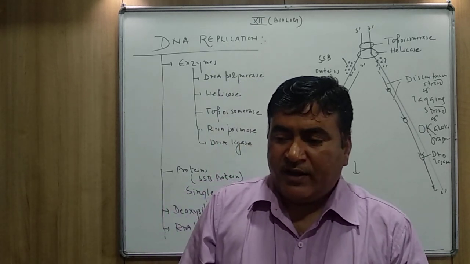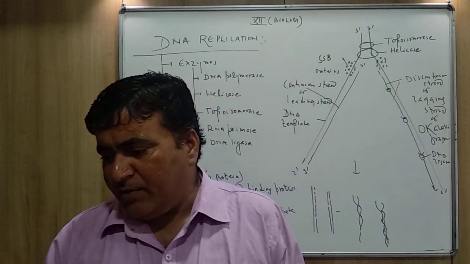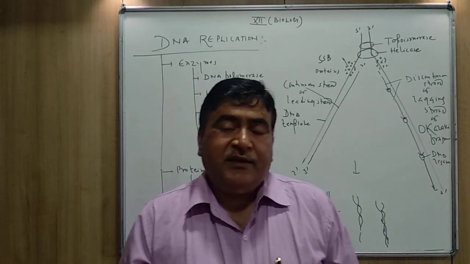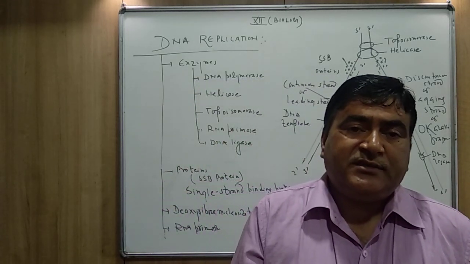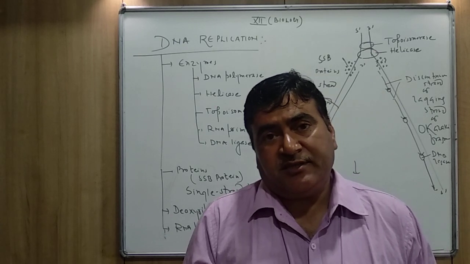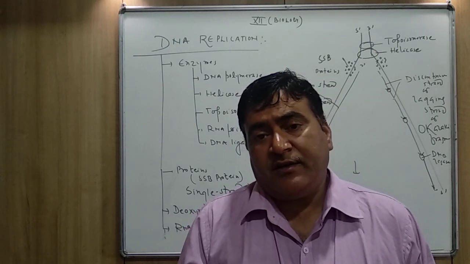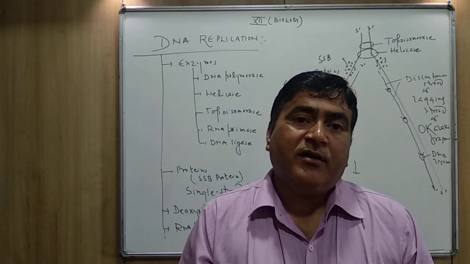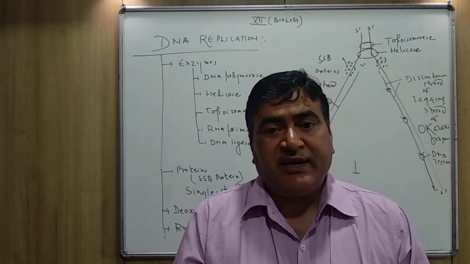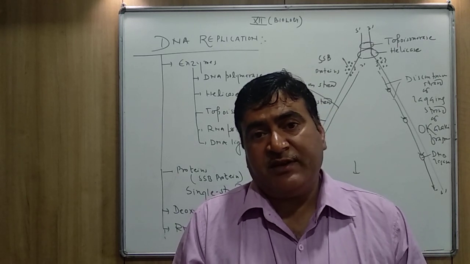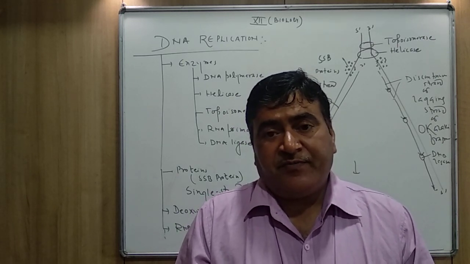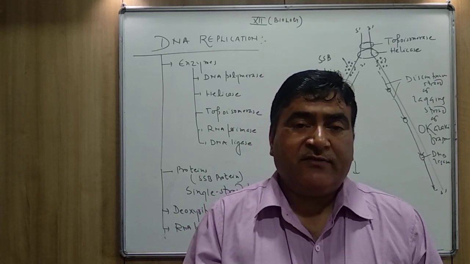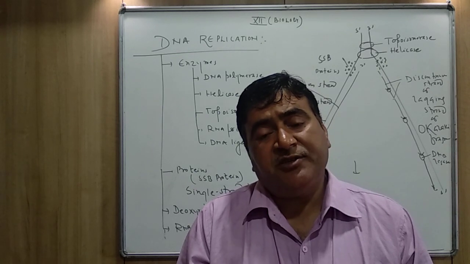So once again, you can see that DNA replication is the process of the synthesis of a new DNA molecule from the old one. DNA replication is semi-conservative type. In semi-conservative DNA replication, the newly synthesized molecule has one old strand, while the other one is newly synthesized.